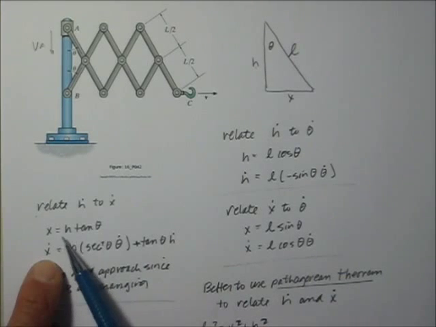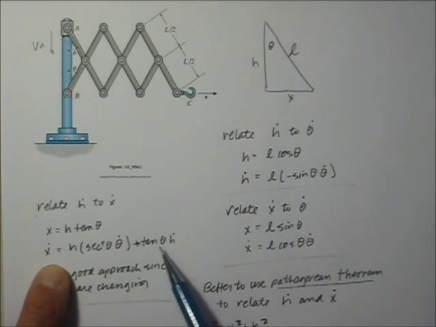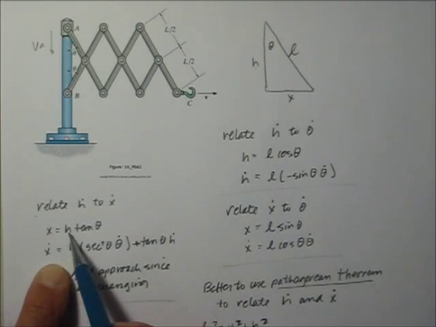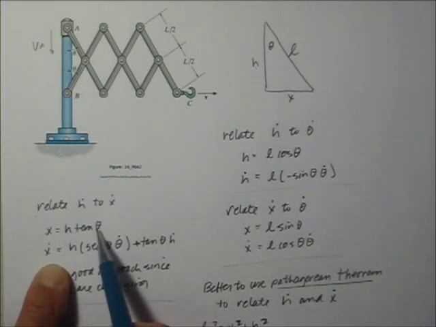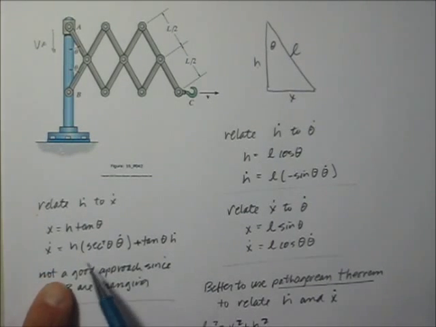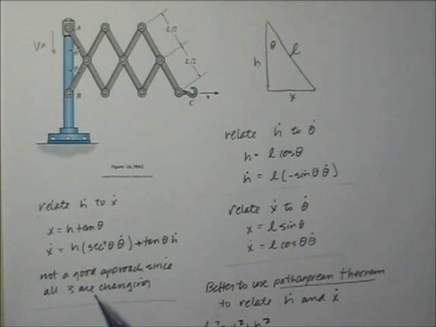But this is a little hairy to do the derivative, because we have to do this secant squared, and then all three of these variables are changing, so we have to use the product rule here. And when we get done with it, we have a derivative function. We have an x dot and we have a theta dot, but it's not really a good approach because all three of those things are changing.